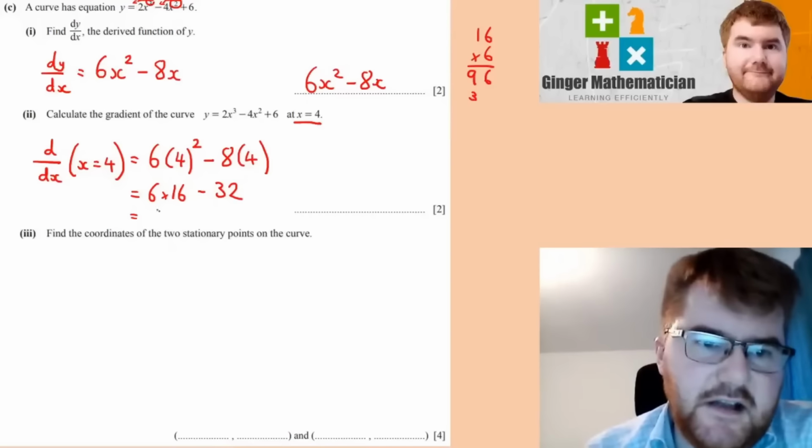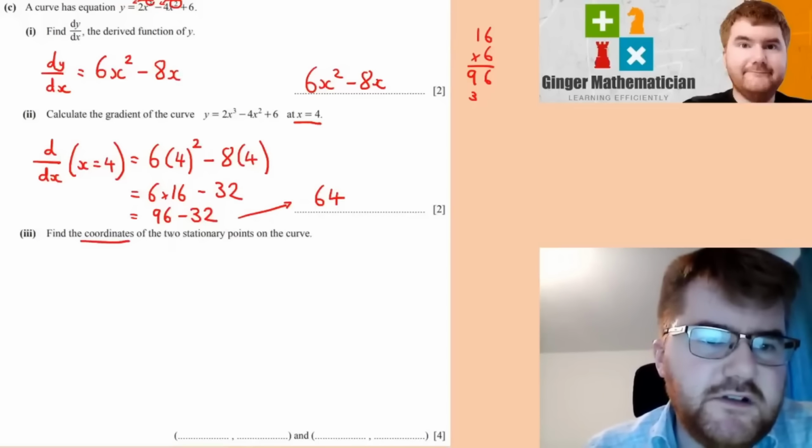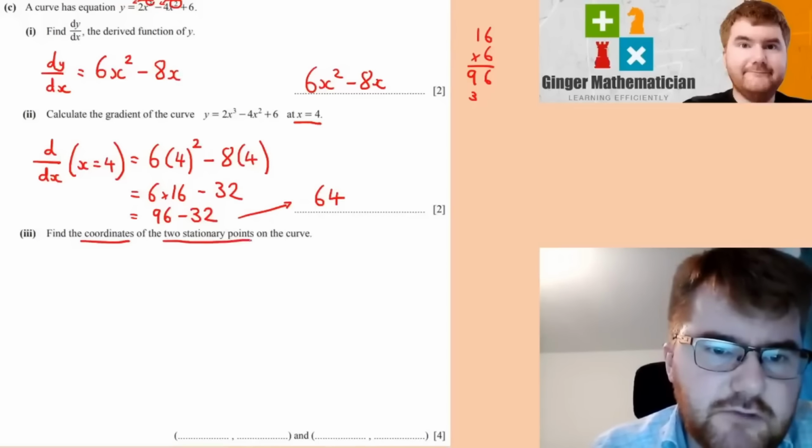This is a good question to go through because it covers a lot of the typical paper 4 style differentiation questions. And we want to work out the coordinates of the 2 stationary points on the curve.